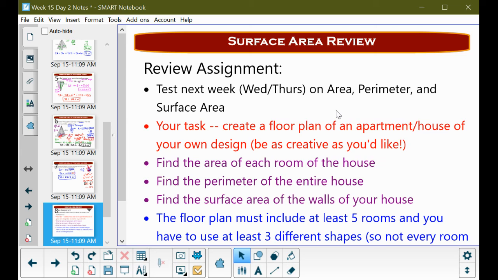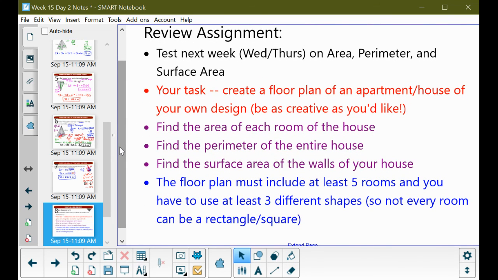But the test is next week. You're going to need to find the area of each room of the house, find the perimeter of your entire house, and find the surface area of the walls of your house. So area, perimeter, and surface area. You want to make sure that your floor plan includes at least 5 rooms, and you have to use at least 3 different shapes for the rooms. So not every room can be a rectangle or a square. You have to be a little bit more creative when you're coming up with this picture.